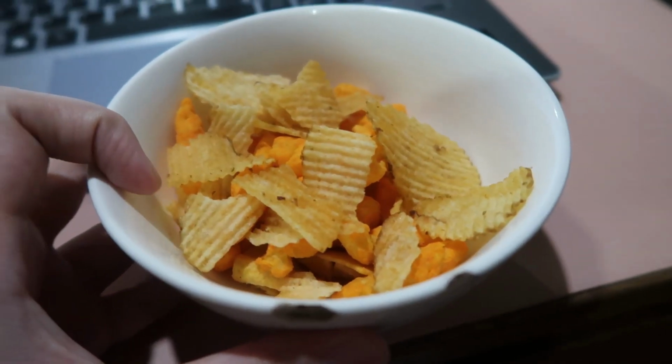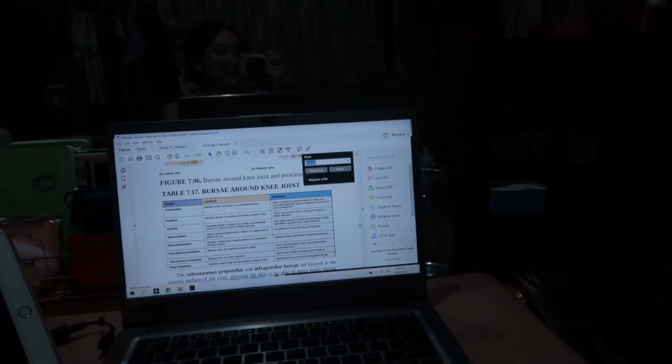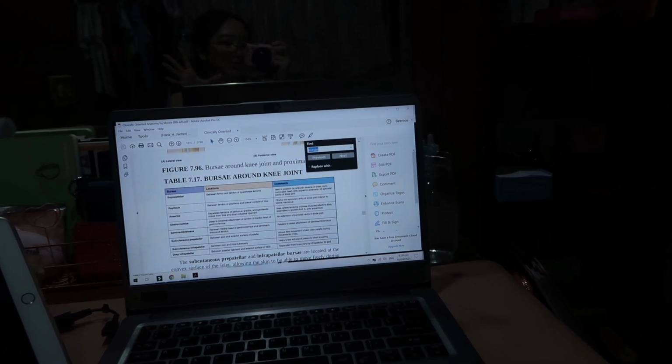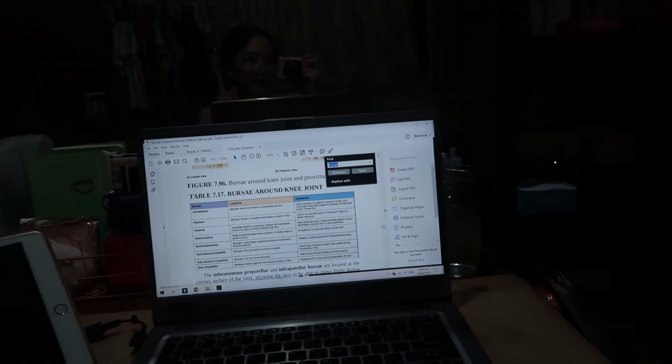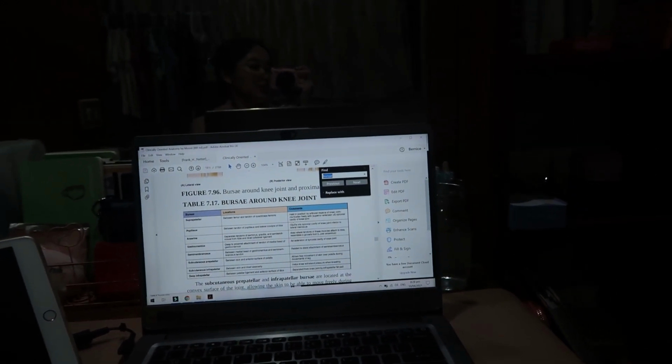I just got some chips and I'm still trying to finish the charts that I was working on a while ago because I need to add some extra info, and if you can hear that, they're still watching the movie. They're watching Aquaman.